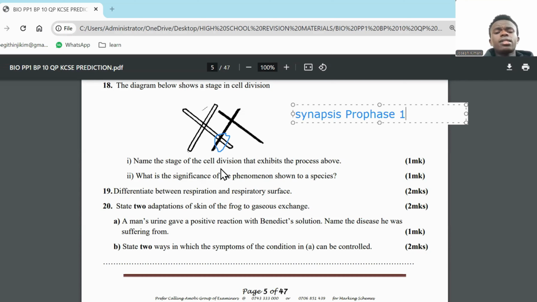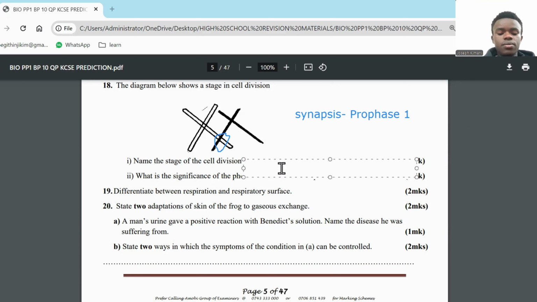Now we are being asked to name the stage of cell division that is being exhibited above. We've talked of process 1 of meiosis. Now, what is the significance of the phenomenon shown to the species? The significance is genetic variation. It enhances genetic variation because of the crossing of the chromosomes. When they cross together here, there will be exchange of genetic material, and exchange of genetic material leads to genetic variation.